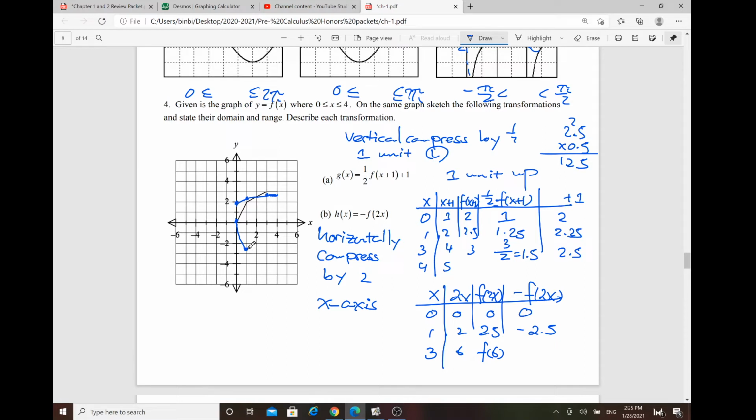Okay, so if that's compressed, that means this one's going to be considered declining slowly. But let's find out, so at 2, just using that table. So at 2, we do have 2 times 2, 4, f of 4. Originally, f of 4, that's considered 3. So negative 3. So 2 comma negative 3.